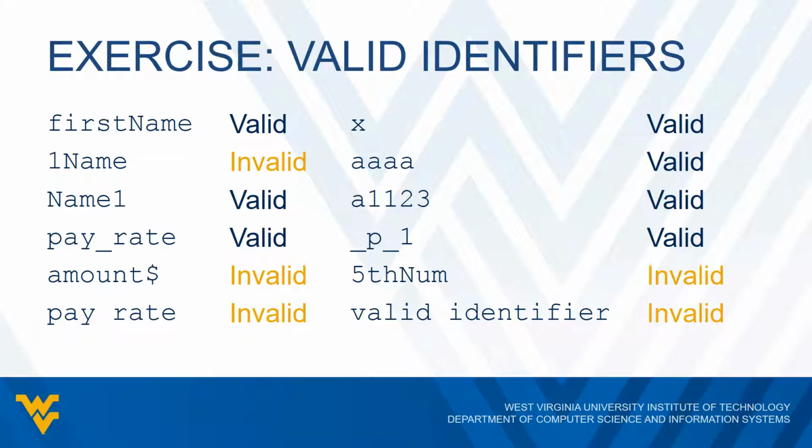Now, it may come as a shock to you, but "valid identifier" with a space is not a valid identifier. That's because we have the space. As we mentioned before, spaces are not allowed in identifiers. So therefore, "valid identifier" with a space is invalid. If we wanted to make this valid, we can either close up the space or we can replace the space with an underscore. But if we include spaces, it doesn't matter what the rest of the identifier has, it's not valid.